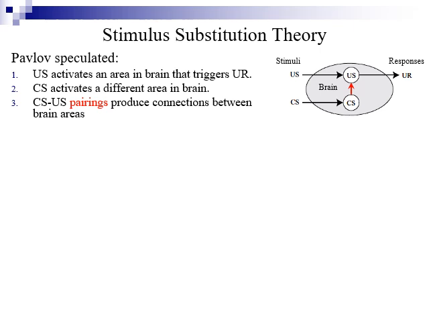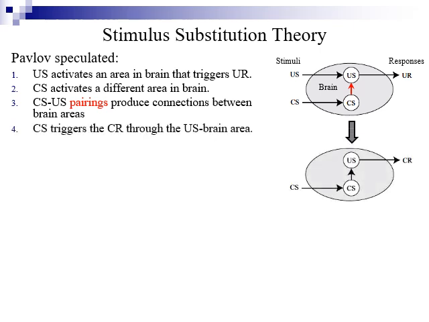But essentially, by activating the CS area of the brain and the US area of the brain, the connections between those grow, as represented by the red arrow on the diagram. What that leads to then is that the CS, when presented, activates the CS area of the brain, which in turn comes to activate the US area of the brain, which then triggers the conditioned response. So, consistent with the title of stimulus substitution theory, the idea is that the CS can substitute for the US.